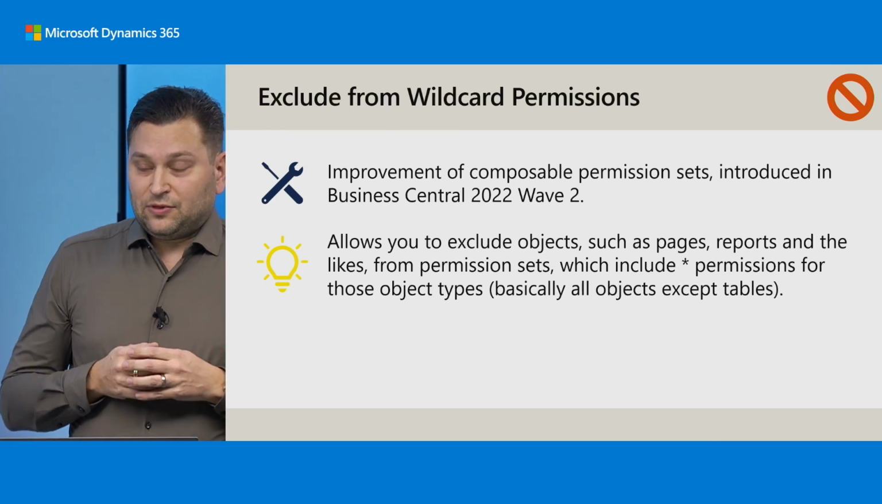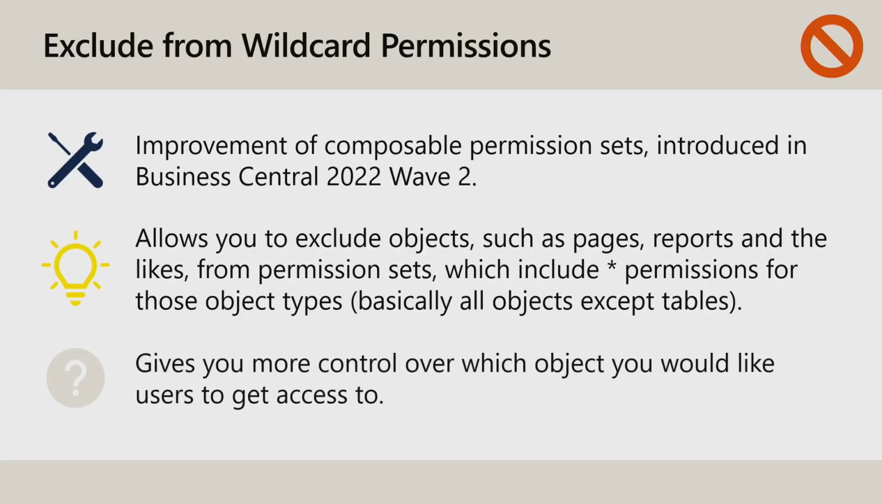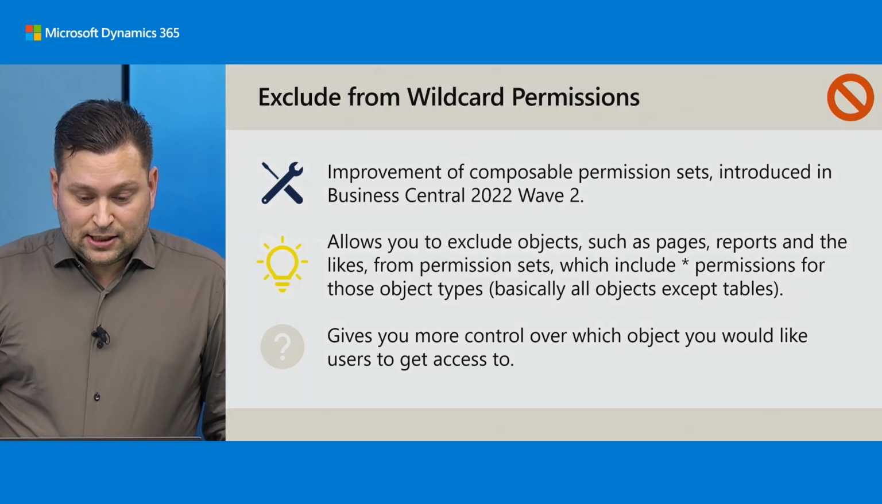So basically, all the objects except for tables, which is the only one that we control permissions on if you are using permission sets out of the box from Business Central. And why did we do that? Well, we want to give you more control over which objects you would like to give users access to. So let's see this in action.